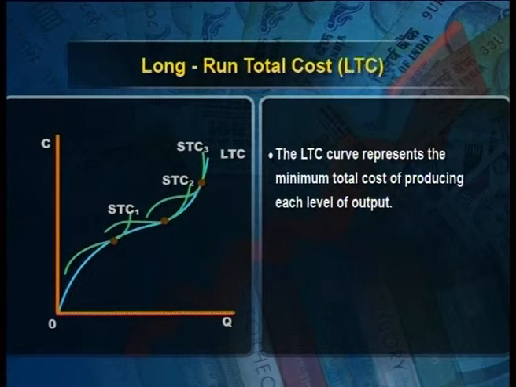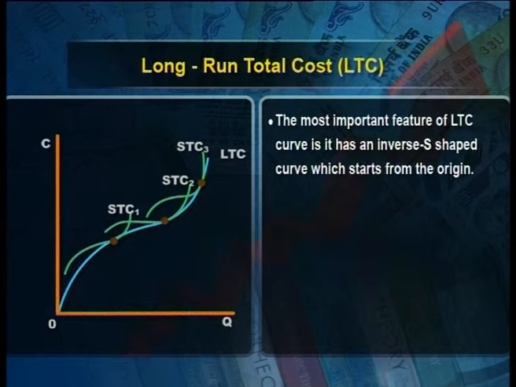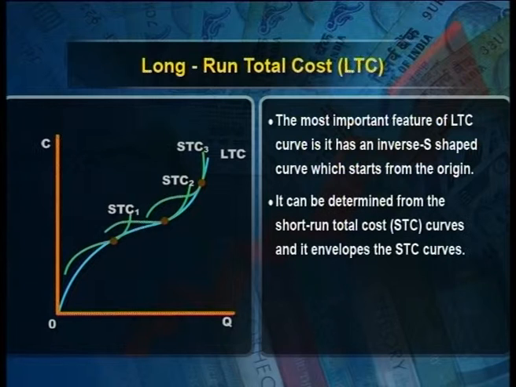Long run total cost represents minimum total cost of producing each level of output. In the short form, LTC for any level of output can be achieved mathematically by multiplying output by the long run average cost. For the output, the same can be stated as follows: LTC equal to LAC into Q. The most important feature of LTC curve is it has an inverse S-shaped curve which starts from the origin. It can be determined from the short-run total cost curves and it envelopes the short-run total cost curves.